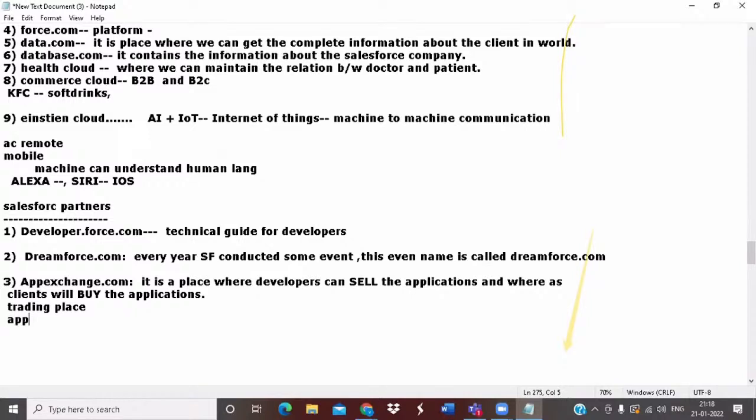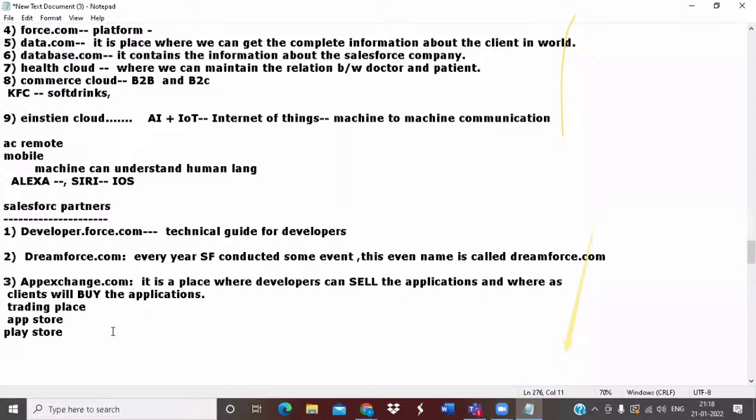I can say it is nothing but your App Store or Play Store. Understand, all of you? If you open the App Store, you can download some applications. Some applications we can download freely, some you have to pay for. Yes or no? So that kind of place can be called what? Appexchange. So Appexchange.com is a place given by Salesforce where developers can sell applications and clients will buy the applications as per their requirement. So these are the three partners of Salesforce company: developerforce.com, dreamforce.com, and Appexchange.com.